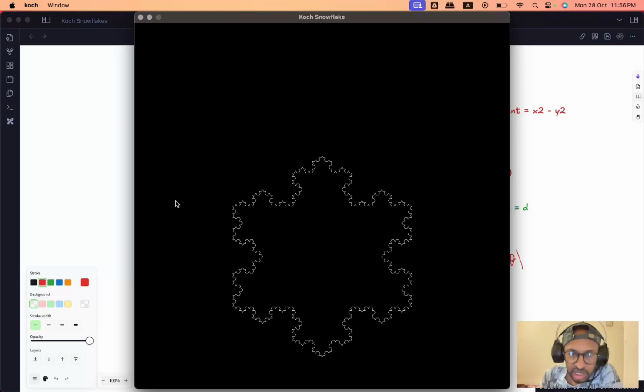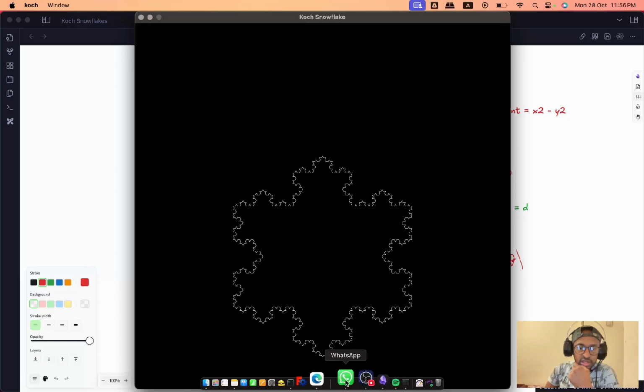So basically this is the construction, the steps required to construct the Koch snowflakes.